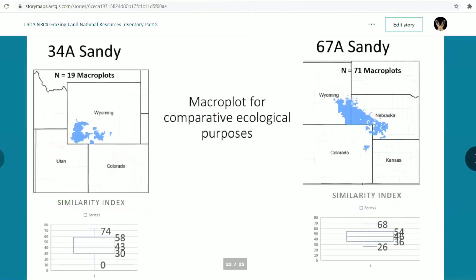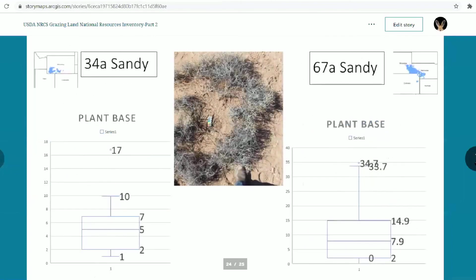Macroplots can be used for comparative analysis, which may help inform ecological site keys. So good condition macroplots with similarity indexes representing a single state transition model plant community phase were compared. On average, the sandy site in MLRA 34 has slightly fewer plant bases than in MLRA 67. This can be confirmed in a more focused local assessment. The line point intercept protocol has good definitions and is the most repeatable and consistent method for data collection from Oregon to Florida.